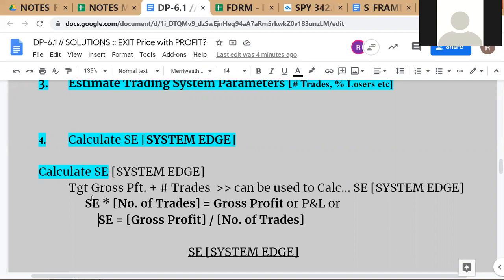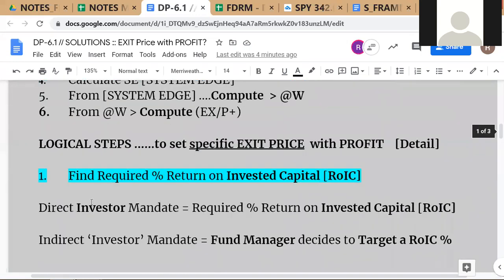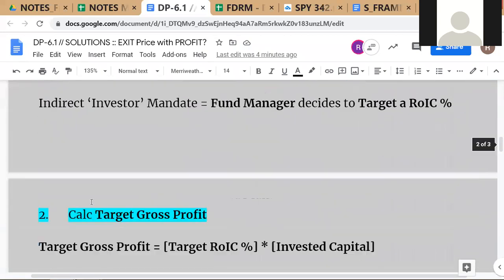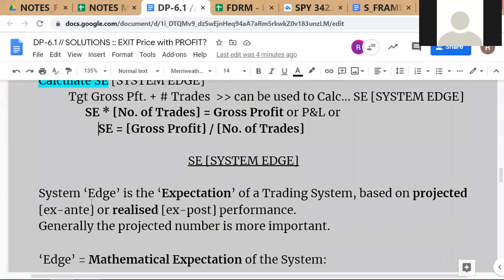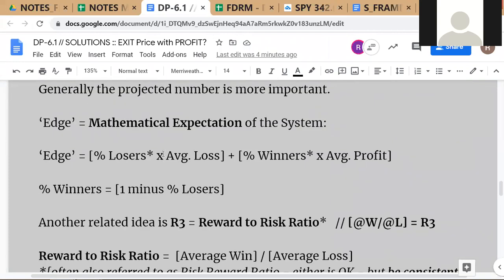SE can be negative if you have more losing trades than winning trades, which can happen quite often. But remember, it's not just about whether you have more winners or more losers. There's another very big element in that, which is the R3, the ratio of average loss to average profit. If you have a predetermined level for R3, you can actually state, in this case, we're determining the average profit.